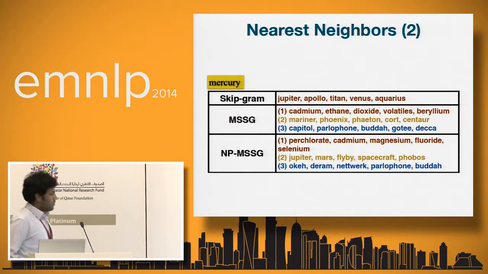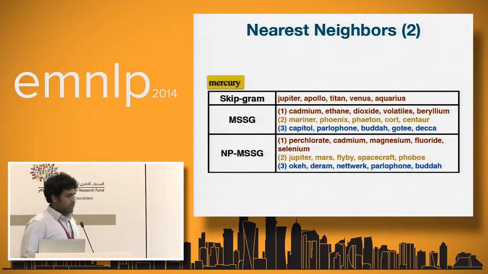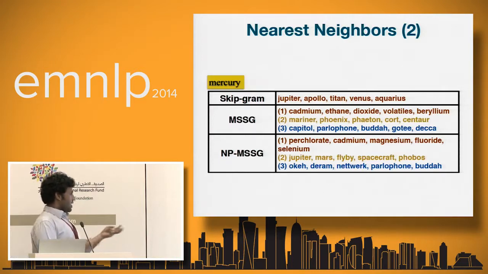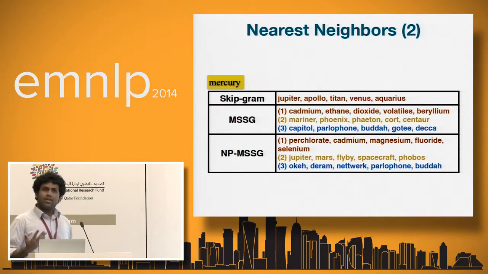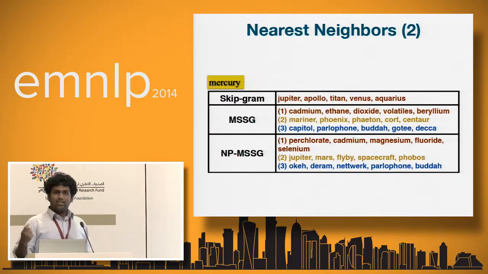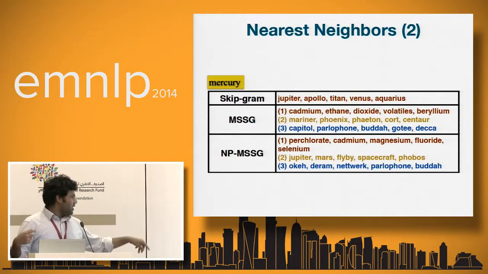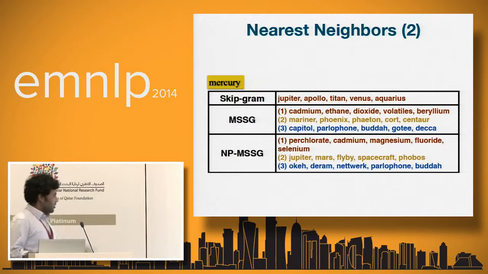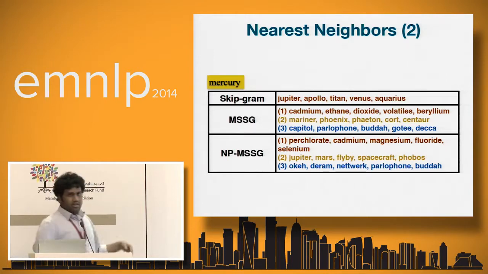And this is for a word which the non-parametric model gives 3 senses. The first is mercury as the chemical element, and the second is Mercury the planet. And the third is a company called Mercury Records. It's a music production company that markets music recordings and videos. All the words in the third sense are record label companies, like OK, Deram, Network, which are all record label companies. So the model gets 3 senses, and the nearest neighbors look quite clean here.